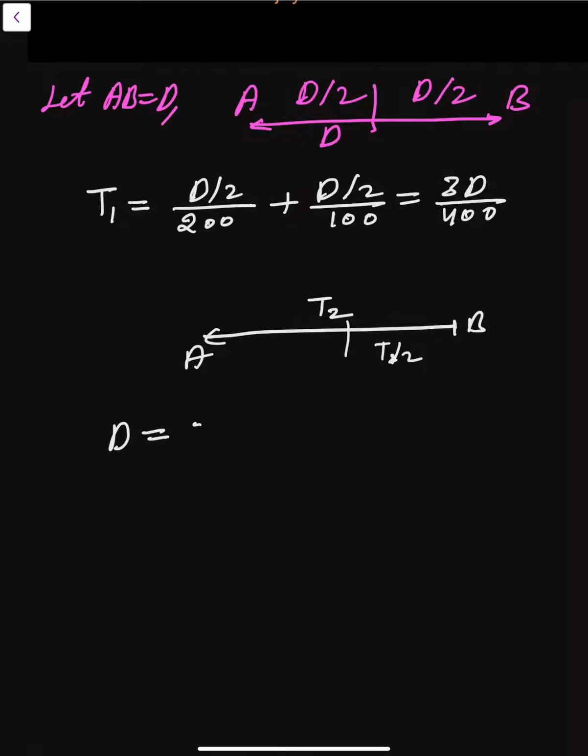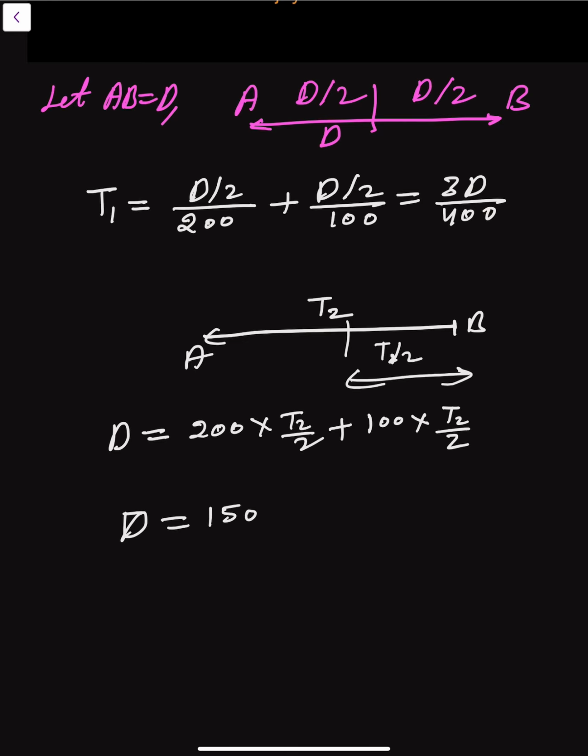Helicopter is 200 into T2 by 2, plus the other half of the journey covered with the speed of the car, 100 kilometer per hour, so 100 into T2 by 2. So T2 basically, how much? If you see very carefully, what about D? D basically is 100 plus 150 T2. So T2 basically is D by 150.